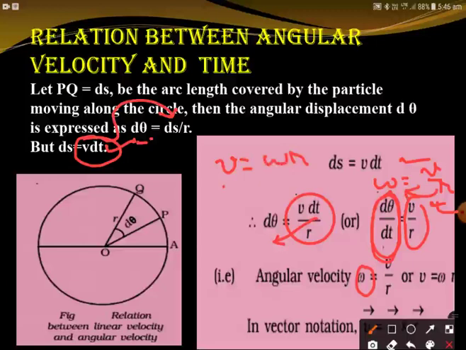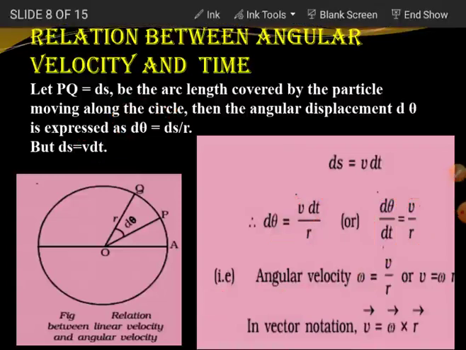So this is a relation between linear velocity and angular velocity. Your linear velocity will be equal to omega times r. In the vector notation, you can write this as v vector is equal to omega vector cross r vector. Got it? That is what we are having here. In the vector notation, your v will be equal to omega vector cross r vector. Got it? Yes.